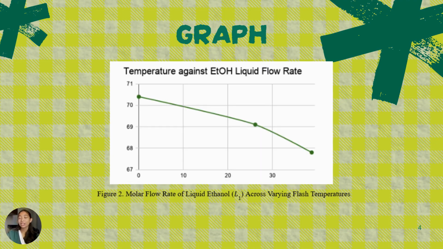This plot tracks liquid ethanol depletion. Near the bubble point, we retain and recover almost all of our ethanol in the liquid phase. But as we approach the 70.4 degrees Celsius limit, that recovery drops to zero as the ethanol is forced to vaporize.